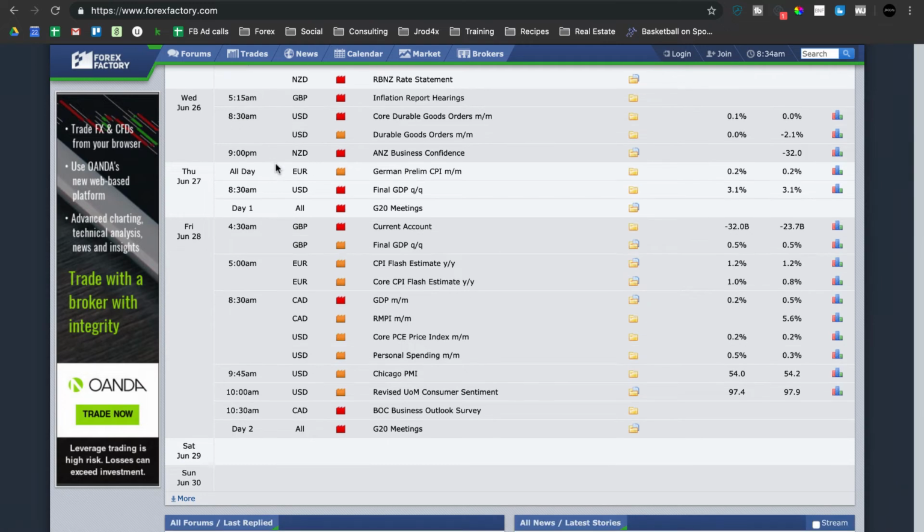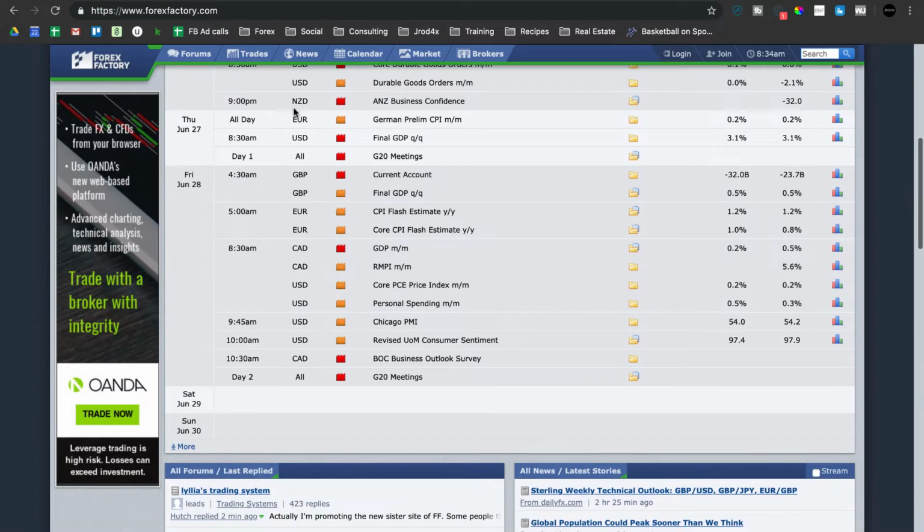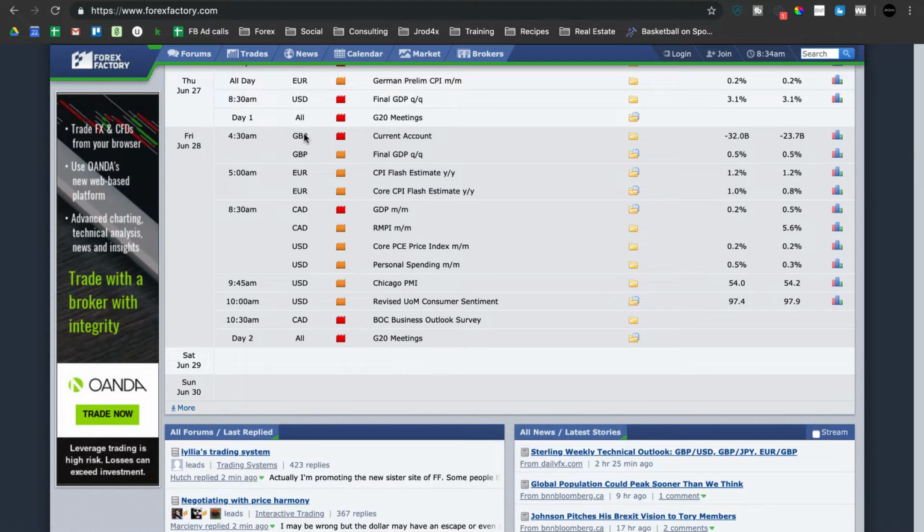And then Wednesday, GBP during London session. Then we've got New York session, dollar index, core durable goods, high impact, medium impact. Thursday, 8:30, New York session, dollar index, high impact again. Day one of G20 meetings. So we'll likely have a volatile week.